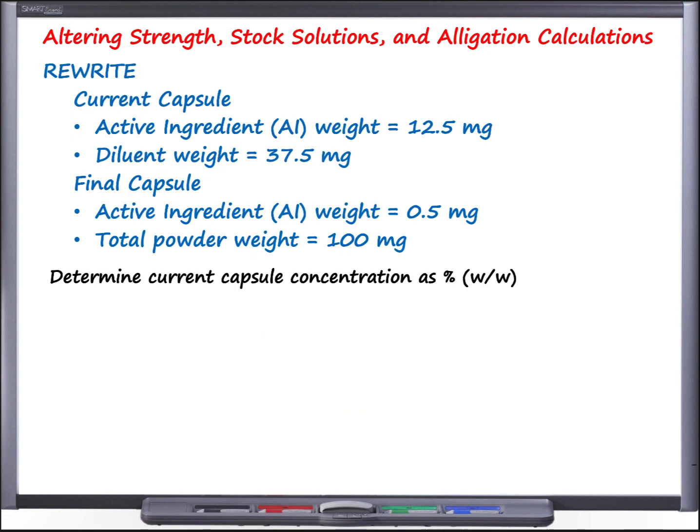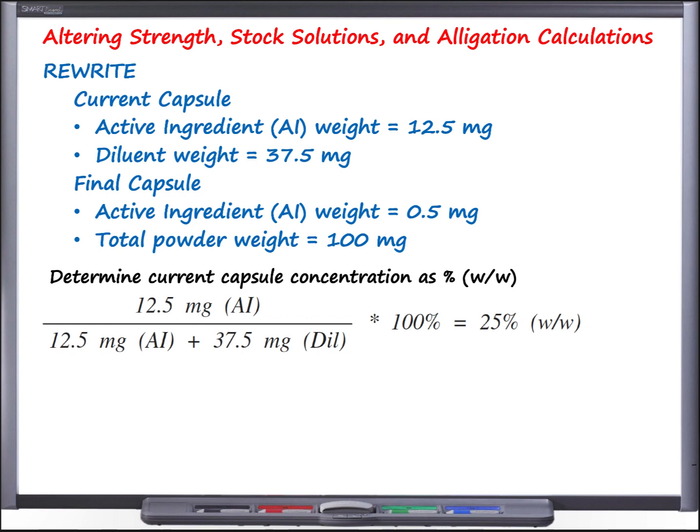So let's start by re-expressing some of this information. What we need to wrap our mind around this question is, let's look at the current capsule and express its current concentration as a percent weight per weight. So what is the percent amount of active ingredient per weight of this capsule? Okay, so to do that, we have everything we need. Let's do this one step at a time.